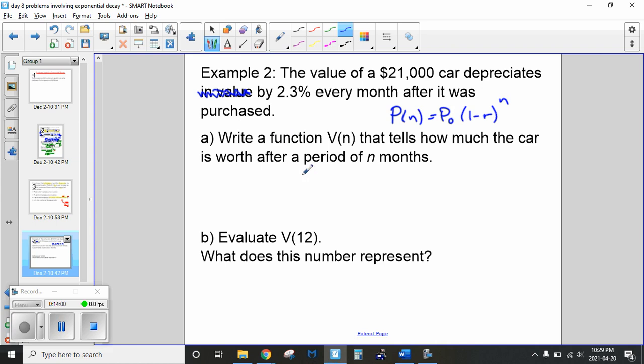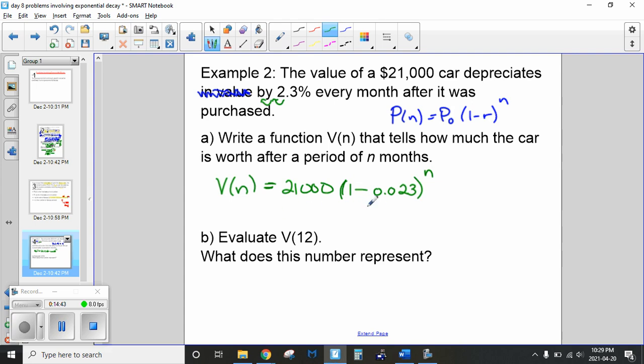And we're going to try to make that our own in this question. So this says write a function V at n. So that's how I'm going to start. And then I'm going to build the right-hand side using numbers from this question. So P naught is like the initial amount or the initial value of the car, 21,000. In brackets, I'm going to have 1 minus the interest rate converted to a decimal. So I'm going to bump the decimal back 2 spots. Then I divide by 100. Now it's in decimal form.